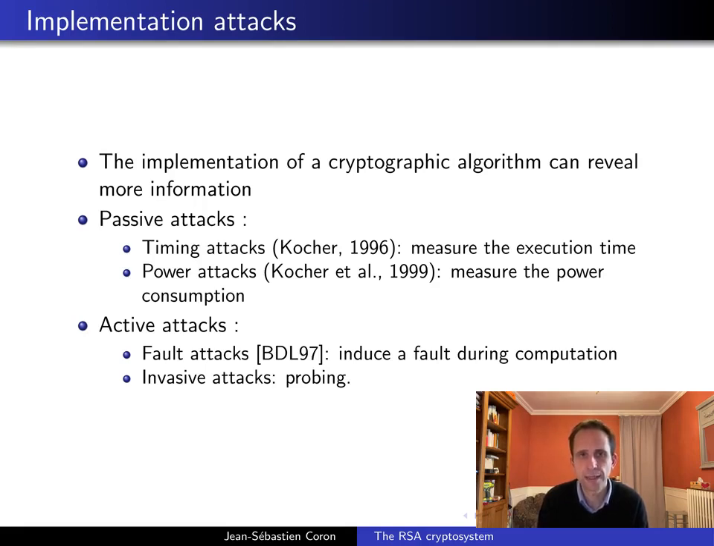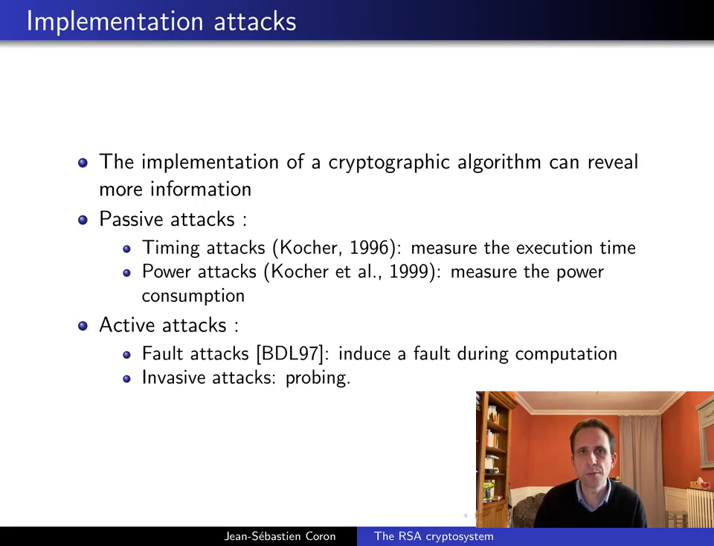And a very powerful attack is the power attack, which measures the power consumption of the device, for example a smart card. And from this power consumption, we can recover the secrets when there are no countermeasures. So these are the passive attacks, which do not modify the microprocessor, or which do not affect the computation. And there are the active attacks, which are going to modify the computation. For example, with fault attacks, the goal is to induce a fault during the computation. So the result will be incorrect, but from this incorrect result, we can compute the secrets.